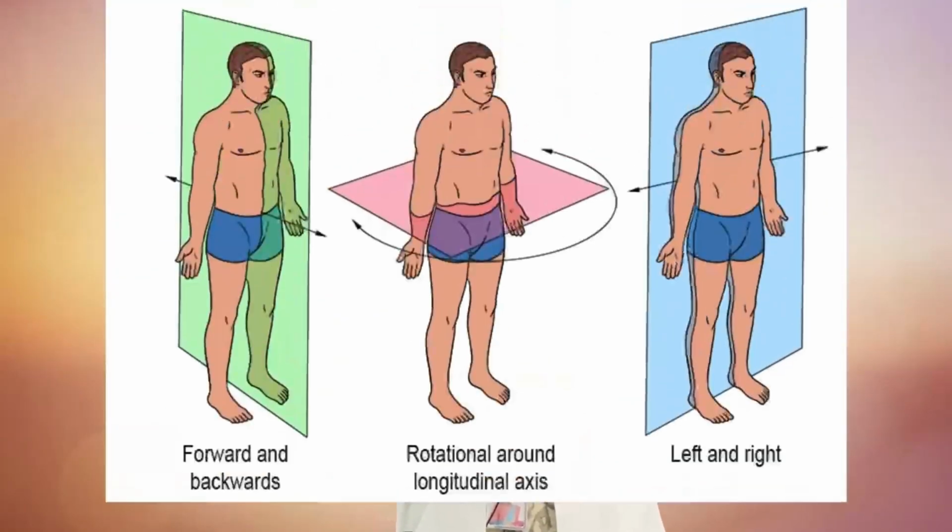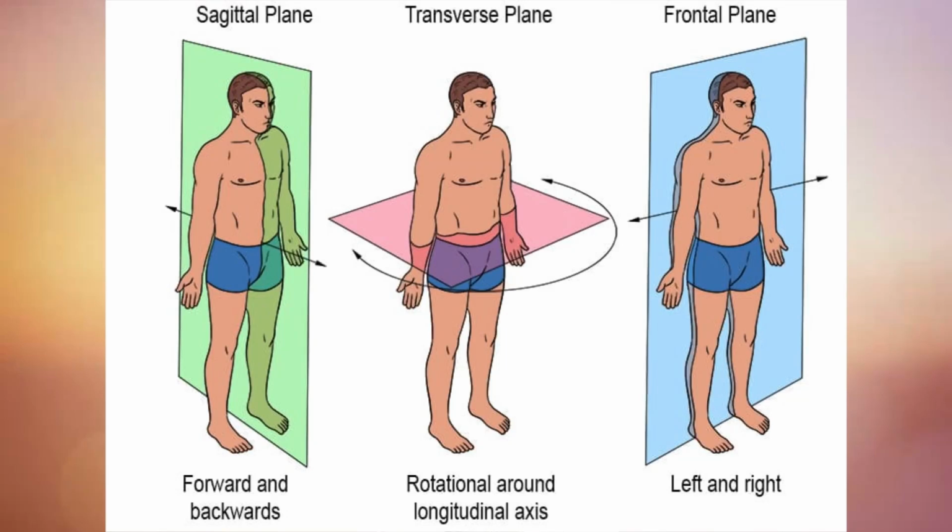The frontal plane is otherwise called the coronal plane, which cuts the body into front and back halves. The sagittal plane cuts the body into two halves, and is also called the antero-posterior plane, that is the AP plane. The transverse plane is called the horizontal plane, which divides the body into two halves, the upper part and the lower part.